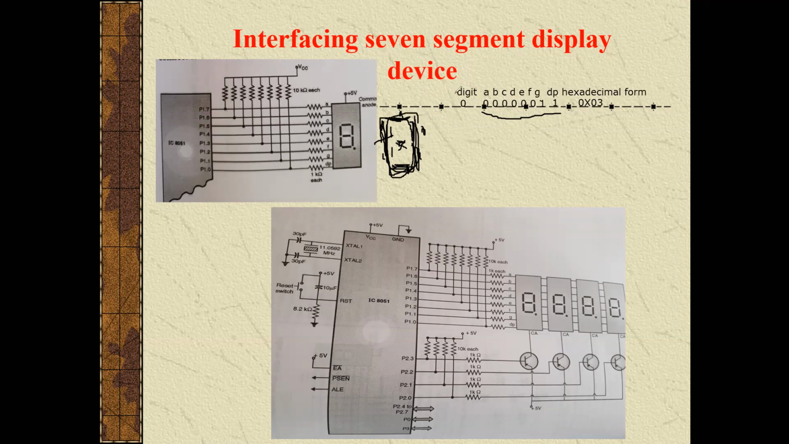Similarly, to display digit 8, we have to provide a low bit to all the LEDs. To display 3, for example, what do we have to provide? Like this, we have to provide the data to display 3.